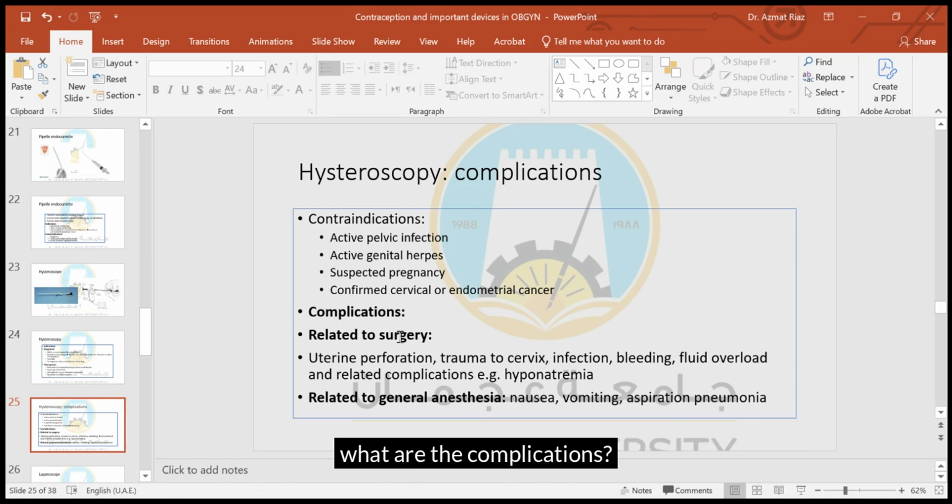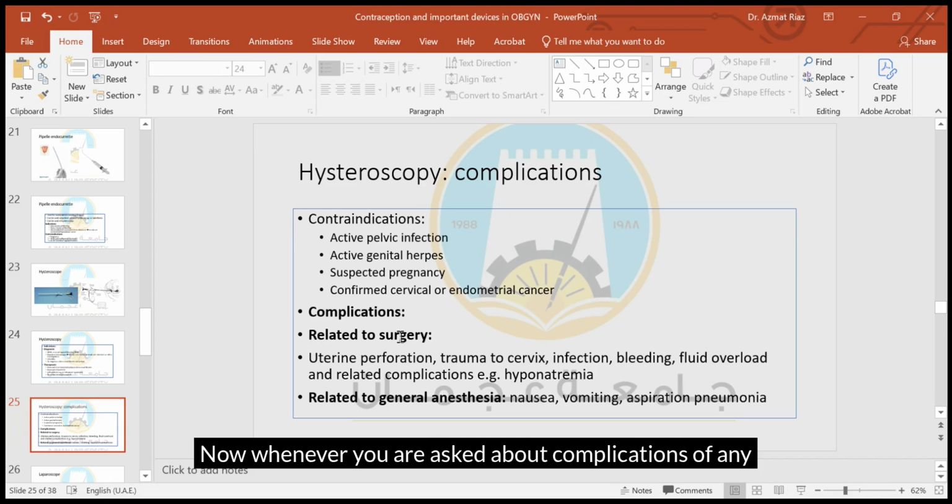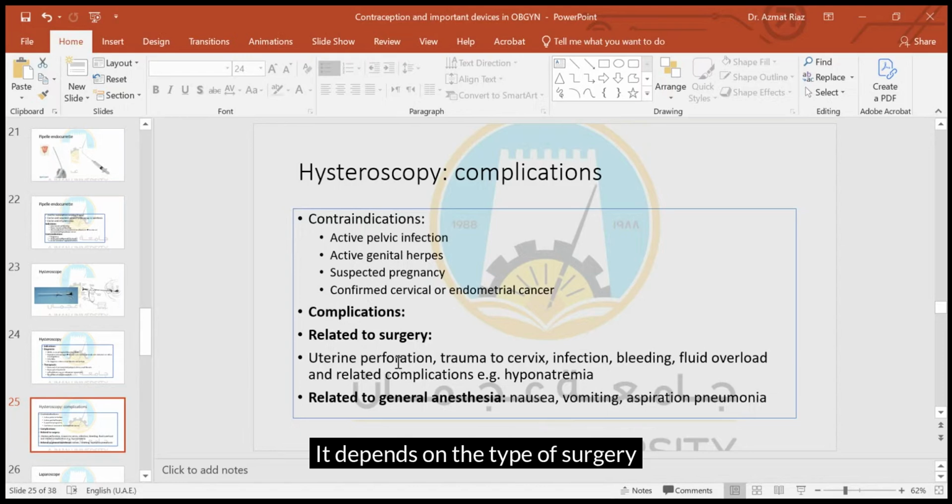Now, what are the complications? Whenever you are asked about complications of any procedure in any specialty, always think about complications related to the type of anesthesia which is given and complications related to the surgery itself. For example, if it's a general anesthesia, the patient can have nausea, vomiting, even aspiration pneumonia, which is Mendelson syndrome. And then related to surgery, there are three main complications in any kind of surgery. First is risk of bleeding, and if there is bleeding, the patient may need a blood transfusion. It depends on the type of surgery and whether it's major or minor.